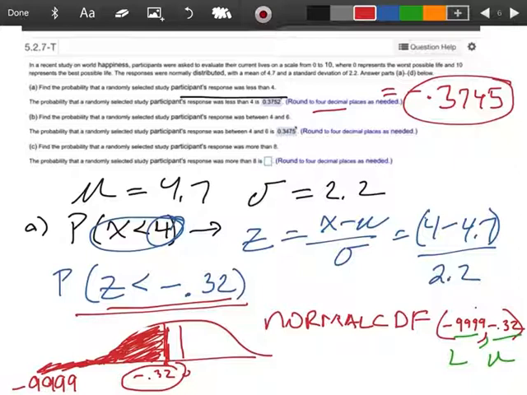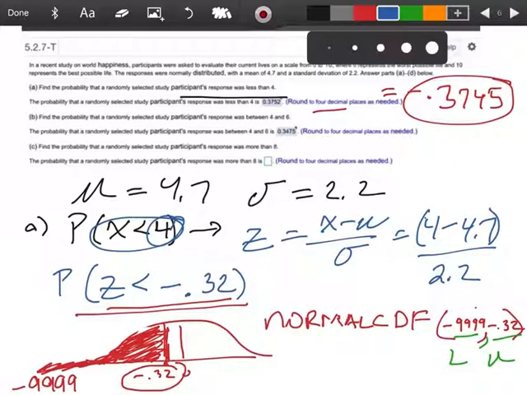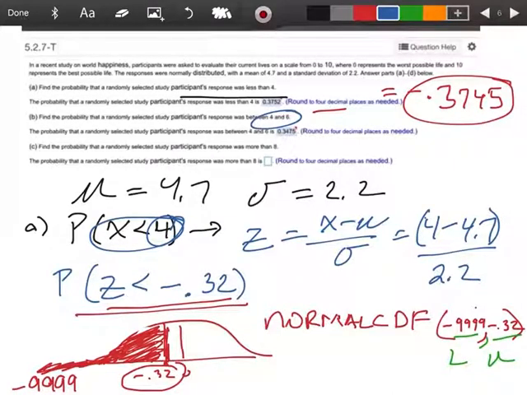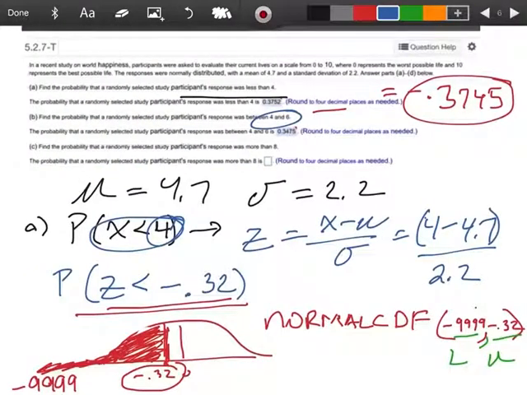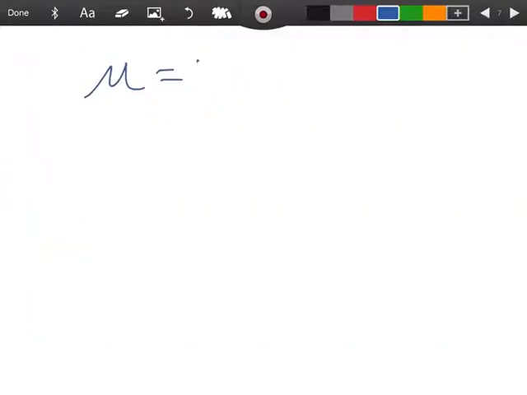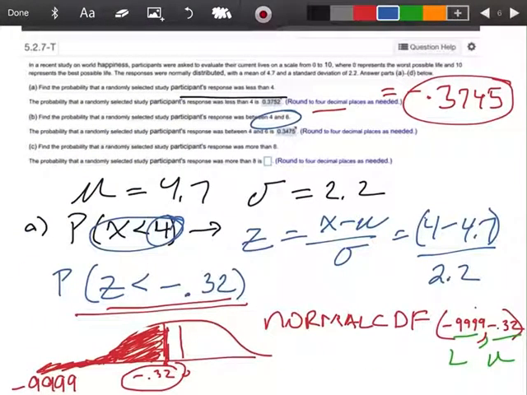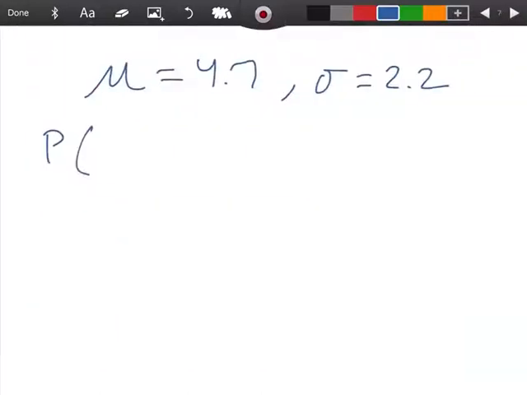Now, let me go ahead and do part B. So part B says the participants is going to be between 4 and 6. Okay. So let's see. My mu is still, I want to say it was still 4.7, right? Yes. And my standard deviation is 2.2. So mu is 4.7, standard deviation is 2.2, and we're looking for the probability that X is between 4 and 6. So x is between 4 and 6.